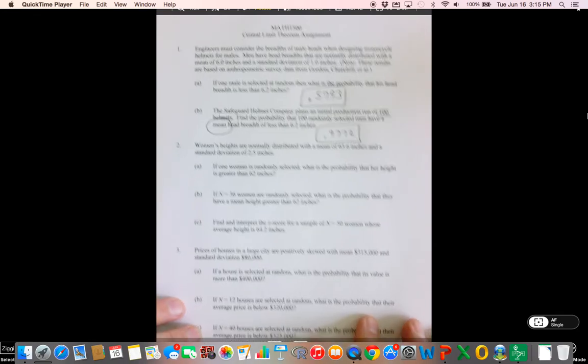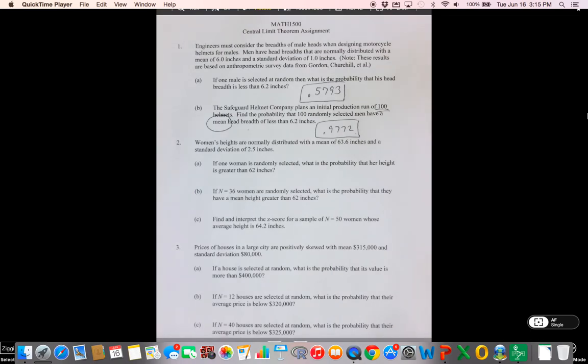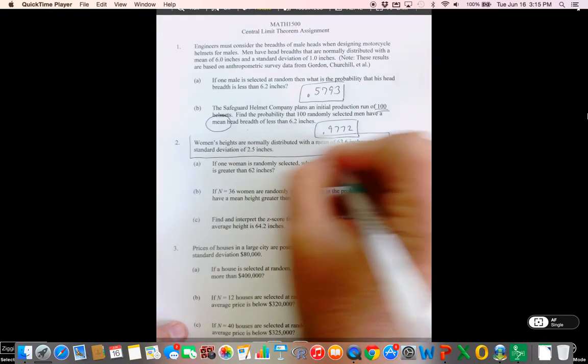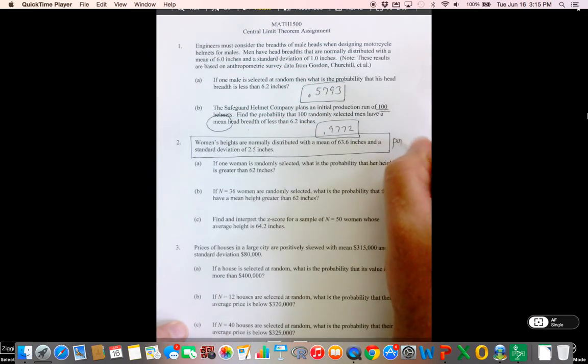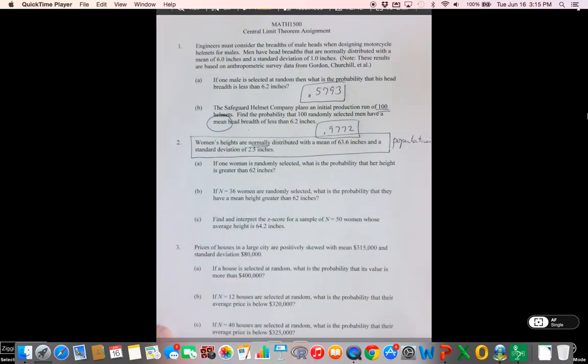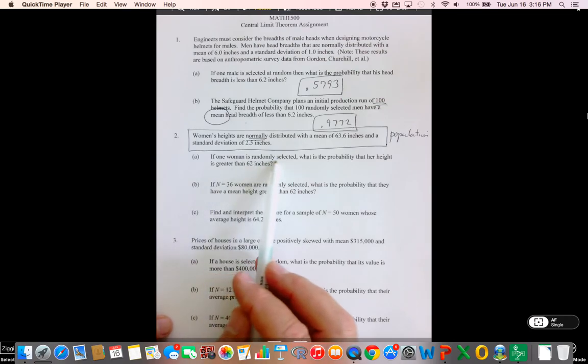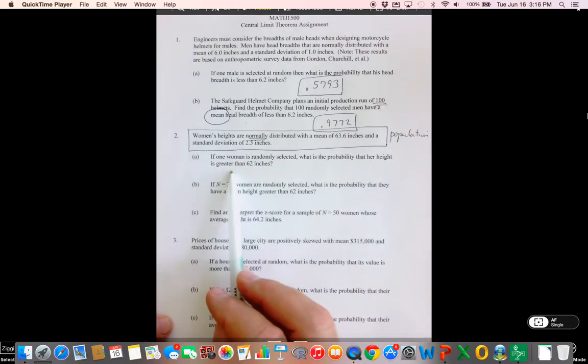All right, let's go on to number 2. Women's heights are normally distributed with a mean of 63.6 inches and a standard deviation of 2.5 inches. Guys, this is what? That's our population. And since it says we have a normal distribution, we have no sample size requirement. We can work all problems that start with a normal distribution. So if one woman is randomly selected, what is the probability that her height is greater than 62? Let's do it.